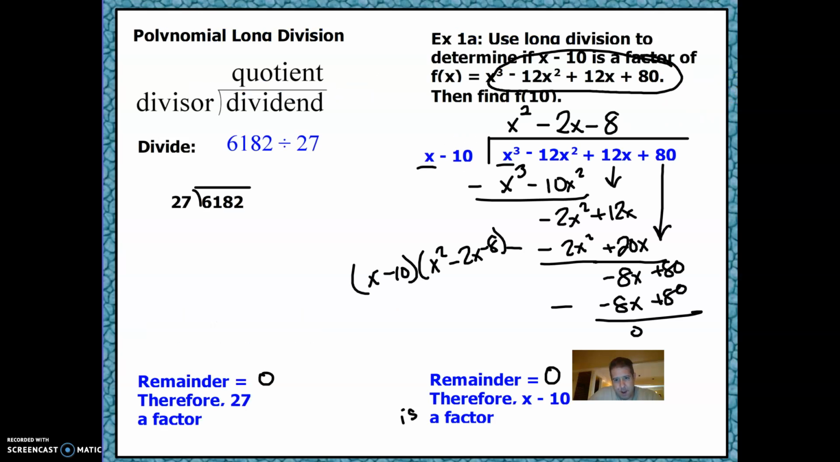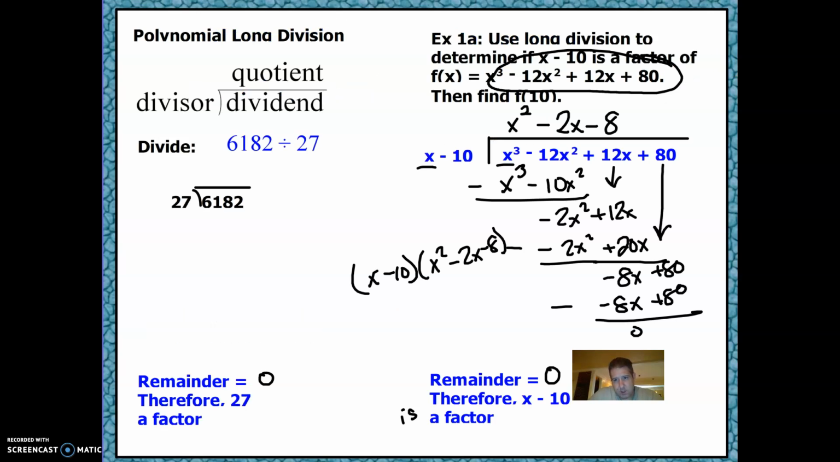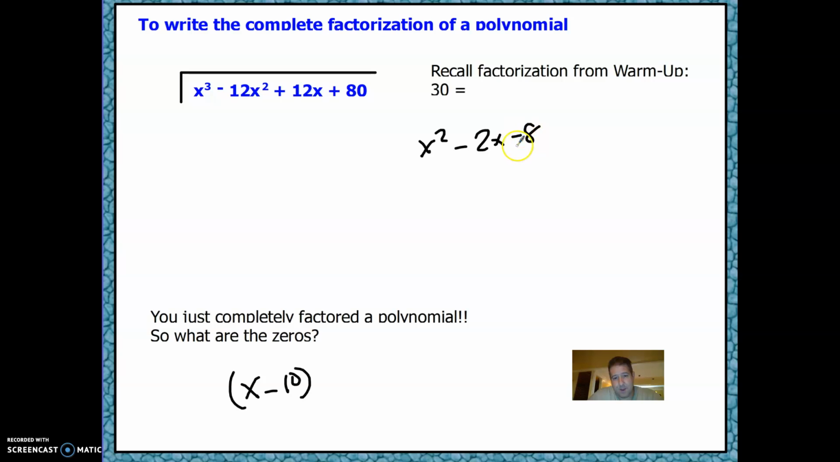x squared minus 2x minus 8. So I'd already done this question. So now let's see. Are there any numbers that give me negative 8 as a factor but also add up to negative 2? And that would become x minus 4 and x plus 2. Negative 4 times 2 is negative 8, and negative 4 plus 2 is negative 2.